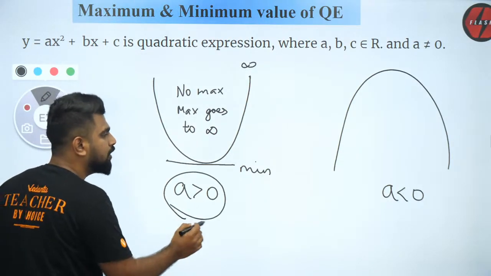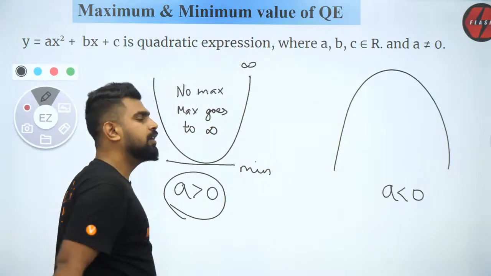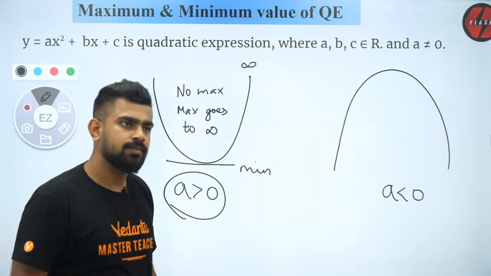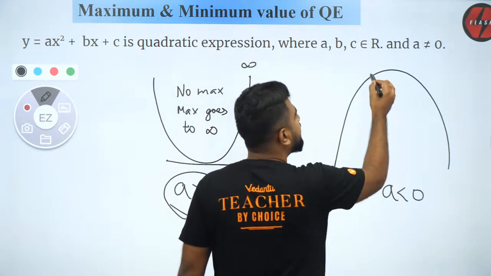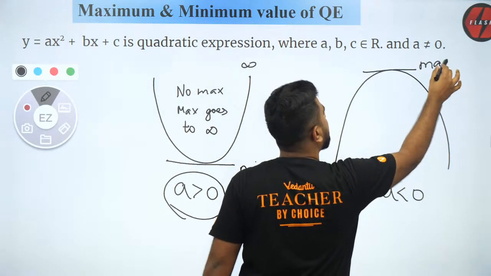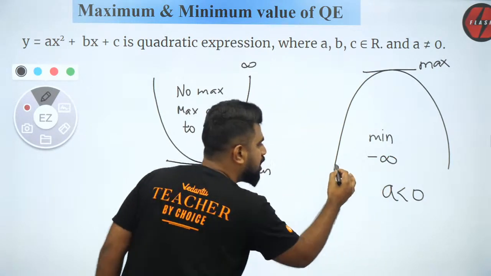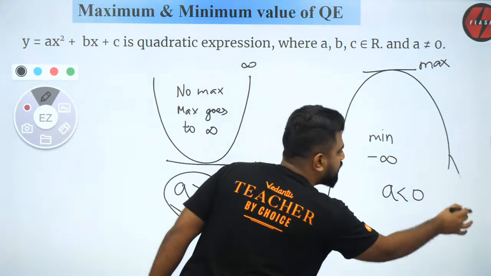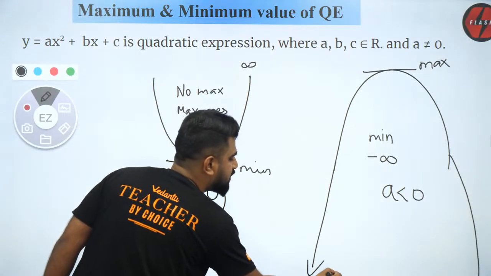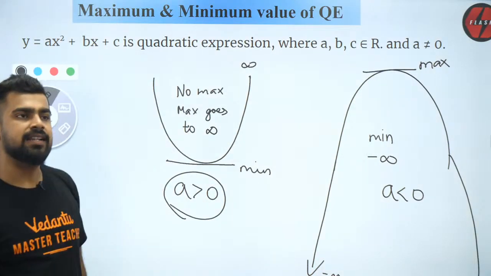A greater than 0, A less than 0. Got it? Now, for A less than 0, there will be only a maximum value. The minimum value will tend to minus infinity because this keeps going down, all the way to minus infinity. Don't you guys understand that?